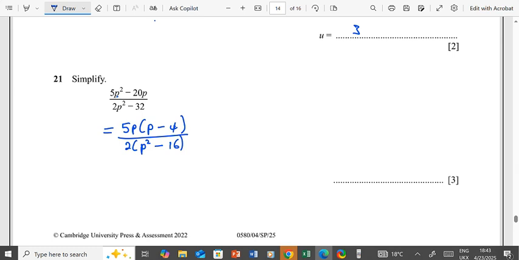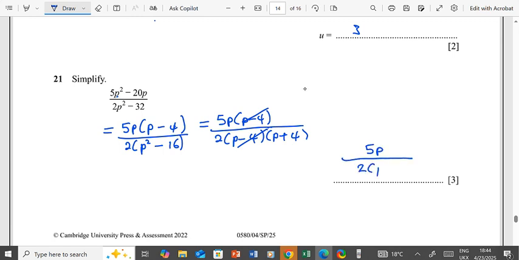But for the denominator, we are not yet done. For the numerator, we have 5p of p minus 4 all over 2. For the denominator, this is actually a difference of two squares. We have p squared and 16, but they are subtracting. So for the difference of two squares, we have p, the square root of p squared, and 4, the square root of 16. And in the other one, you have p plus 4. So at this stage, you're now free to just cancel out these two. So the answer would be 5p all over 2 of p plus 4.